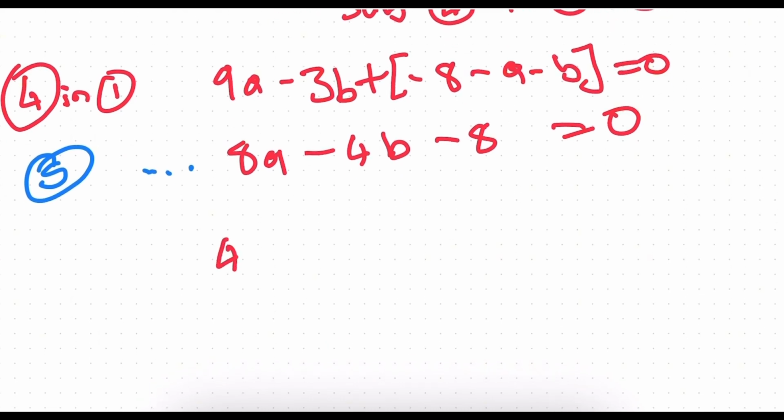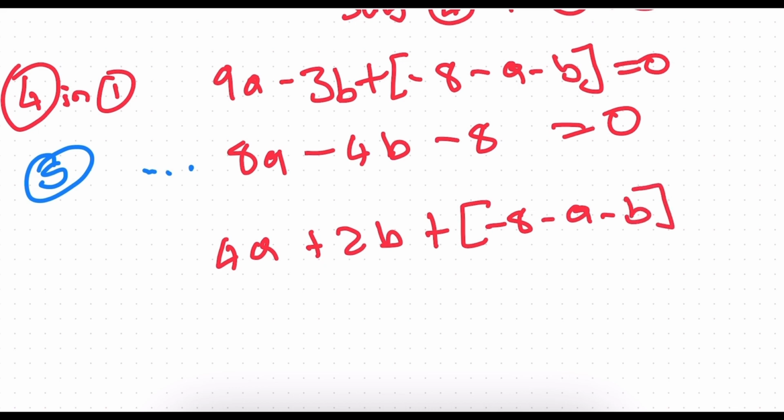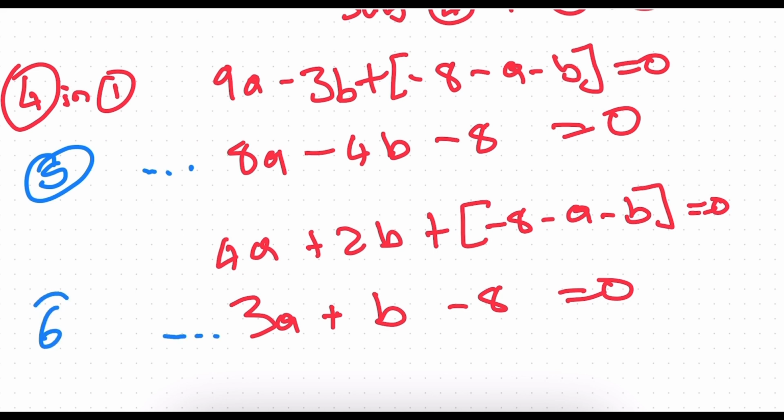4A plus 2B, but your C is minus 8 minus A minus B, equals 0. Then let's simplify. That's literally going to be your 3A plus B minus 8 equals 0. That means you now have your equation 6-ish.